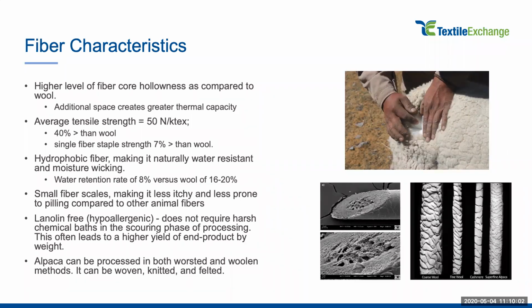It's also lanolin-free, which means that it's hypoallergenic, and it doesn't require the harsh chemical bath in the scouring phase. It does still go through a scouring phase, but it's more of a gentle detergent that's applied. And so this often yields a higher end product by weight. And in terms of processing, alpaca can be processed both in the worsted and woolen method for yarn. It can also be woven, knitted, and felted.